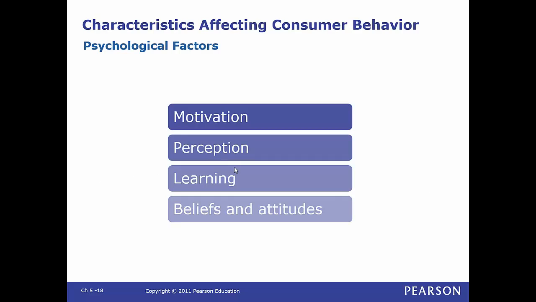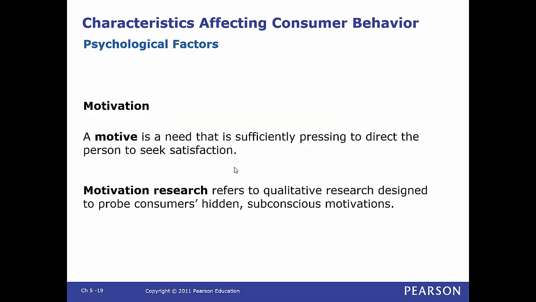First of all, we will discuss motivation, and then we will see the meaning of perception, learning, beliefs and attitude. Motivation. A motive is a need that a person feels, and this need creates pressure on a person to be achieved. An example of a motive is hunger. If a person is hungry, then this motive will create pressure for this person to eat.